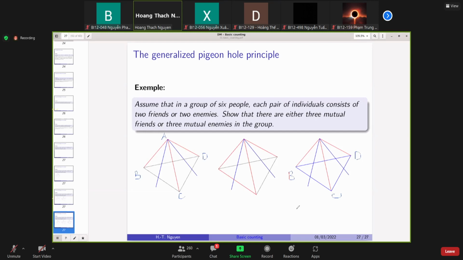This is a more advanced application of the pigeonhole principle. So you need to use the pigeonhole principle, and then you consider two cases in order to reach the conclusion.